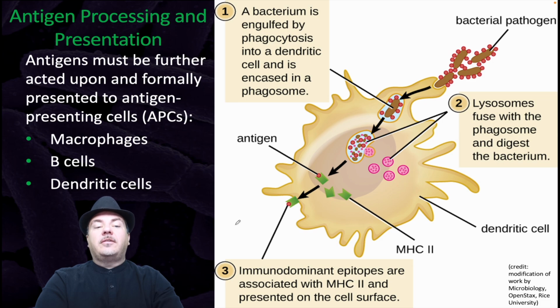Antigens must be further acted upon and formally presented to the antigen-presenting cells, which are macrophages, B cells, and dendritic cells. As an example, a bacterium is engulfed by phagocytosis into a dendritic cell and is encased in a phagosome. Lysosomes then fuse with the phagosome to digest the bacterium. Immunodominant epitopes are associated with major histocompatibility complex 2 and presented on the cell surface.